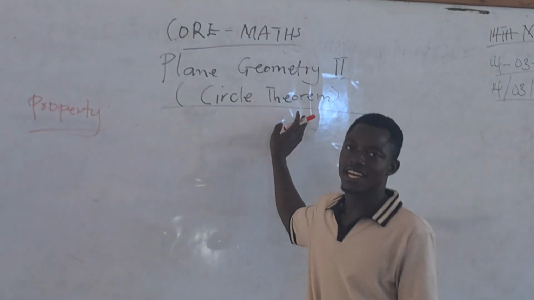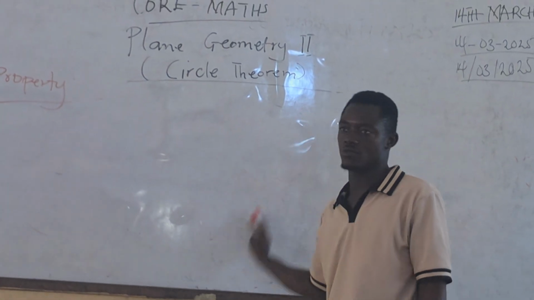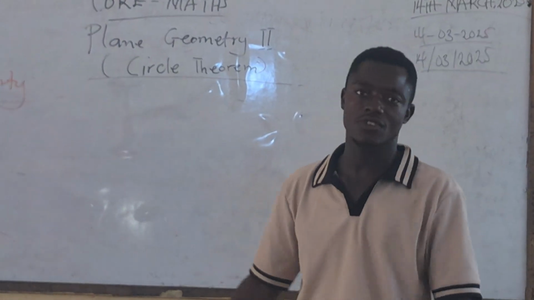The last time we started with circle geometry, or coordinate geometry 2, and we ended at the second property. So today we are here to continue.